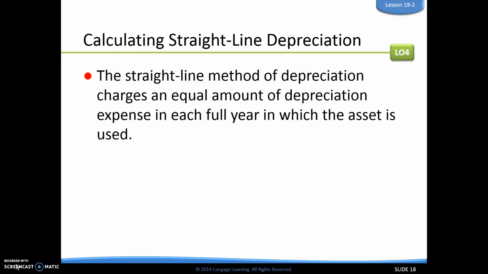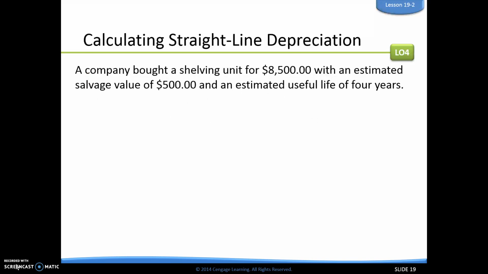Now, the straight line method of depreciation charges an equal amount of depreciation expense in each full year in which the asset is used. So hence, that's why it's called straight line. The amount of depreciation doesn't change year to year. So the way that we calculate that is by doing the following. So let's say, for example, a company bought a shelving unit for $8,500 with an estimated salvage value of $500 and an estimated useful life of 4 years.